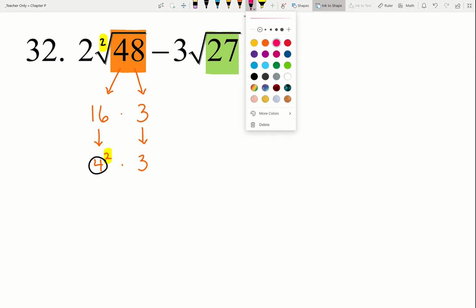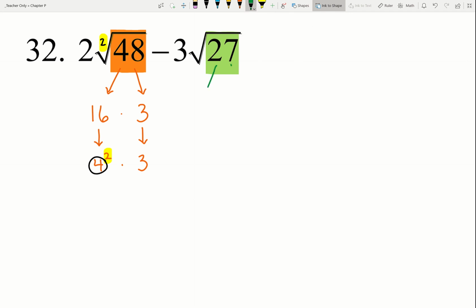Let's talk about this 27. Okay, so same thing. We're going to break this up as a perfect square times some leftovers. I think the largest perfect square that goes into 27, of course, is 9. And we can go ahead and write that as 9 times 3. And of course, that 9 we could write as 3 squared, whereas that remaining factor of 3 there is going to stay 3. And again, the thinking is the exact same.